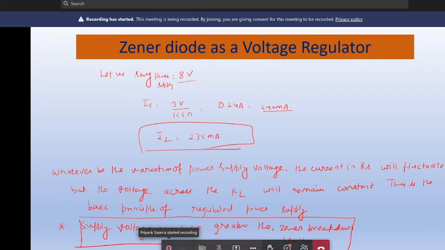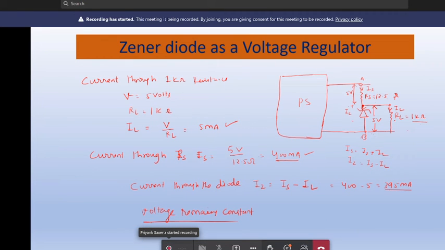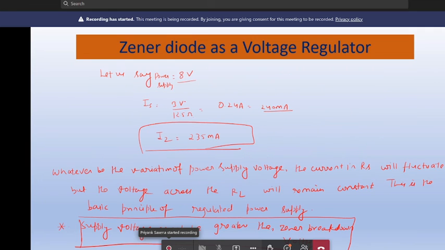Because the load is constant, IL will remain same. IL will remain same because load is constant, 1 kilo ohm. So IL will remain constant, but our IZ will change. IZ will change to IS minus IL. So that will be 235 milliampere. So you can see that whatever be the variation of power supply voltage, the current in RS will fluctuate, but the voltage across the RL will remain constant. So this is the basic principle of regulated power supply.